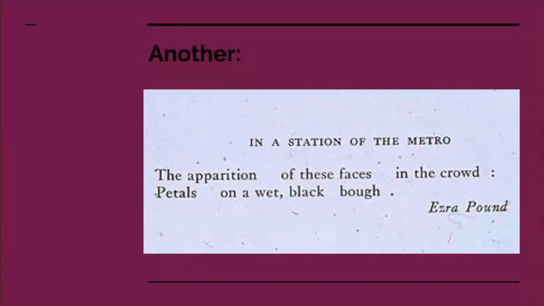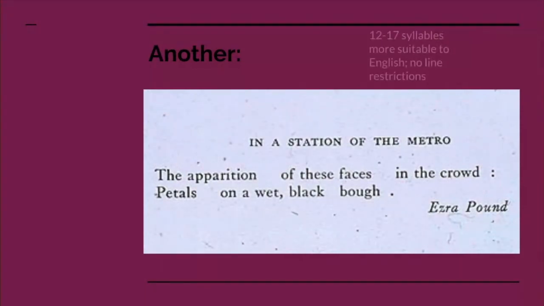Ezra Pound wrote a haiku that has become quite famous. In a station of the metro, the apparition of these faces in the crowd, petals on a wet black bough. Clearly, it doesn't follow the physical structure of the Japanese haiku, yet it has concise language, capturing a vivid moment in time. It also appeals to more than just the sense of sight.